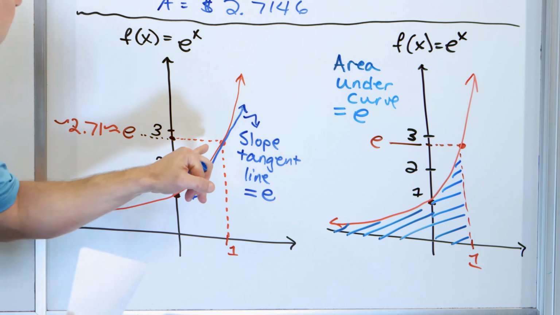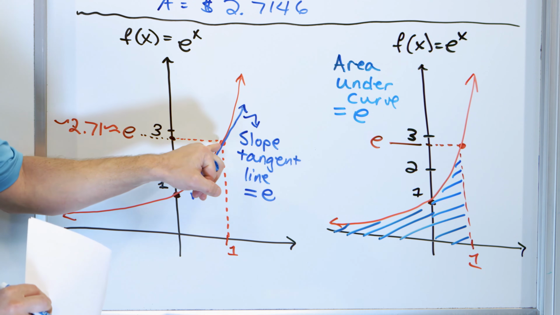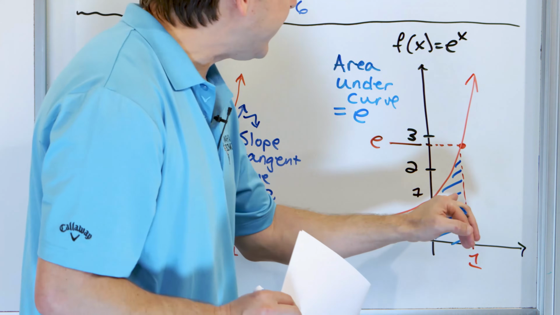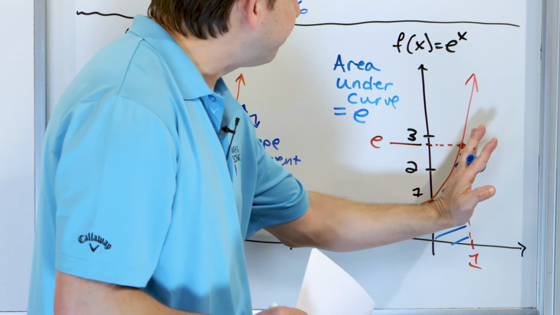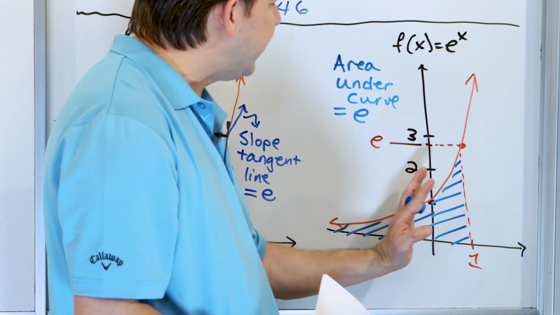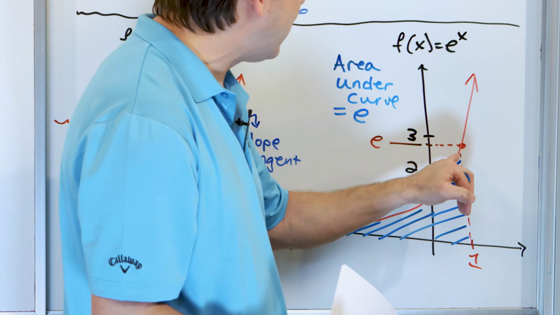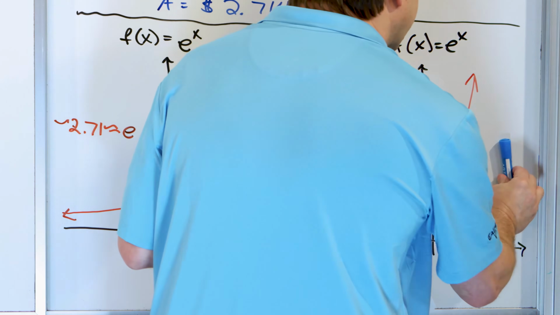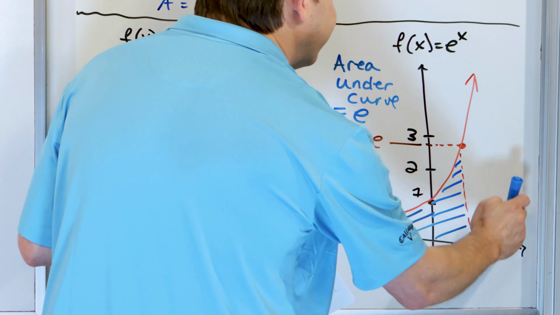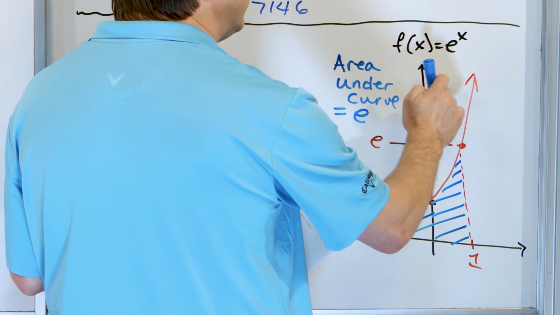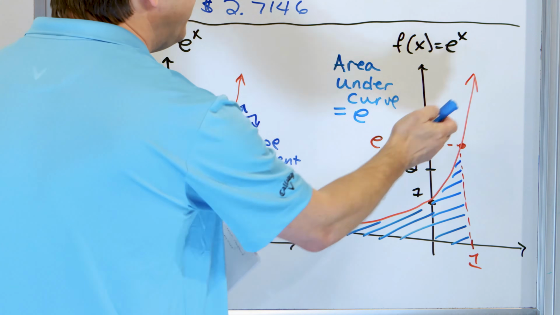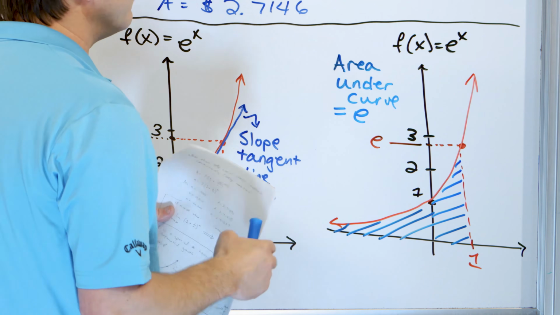So the slope of any point on this curve of a tangent line is equal to the value of the curve itself. And the area under this curve up to this point, all the way from negative infinity all the way up to and including this point, is also equal to the value of the curve. So if I go over here so that I'm looking at the number 2 and then the value over here is e to the power of 2 or something like that, then the surface area underneath would be equal to whatever the value of the curve is at that point.